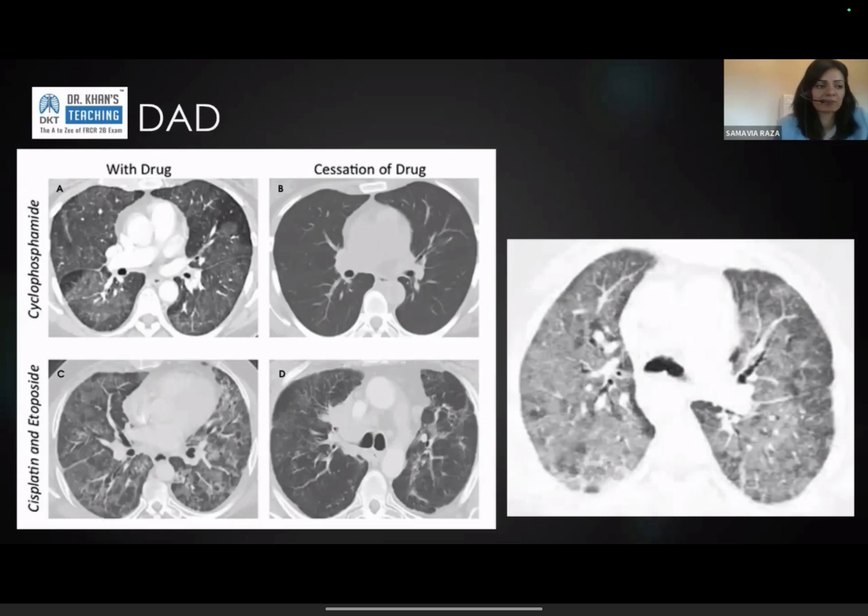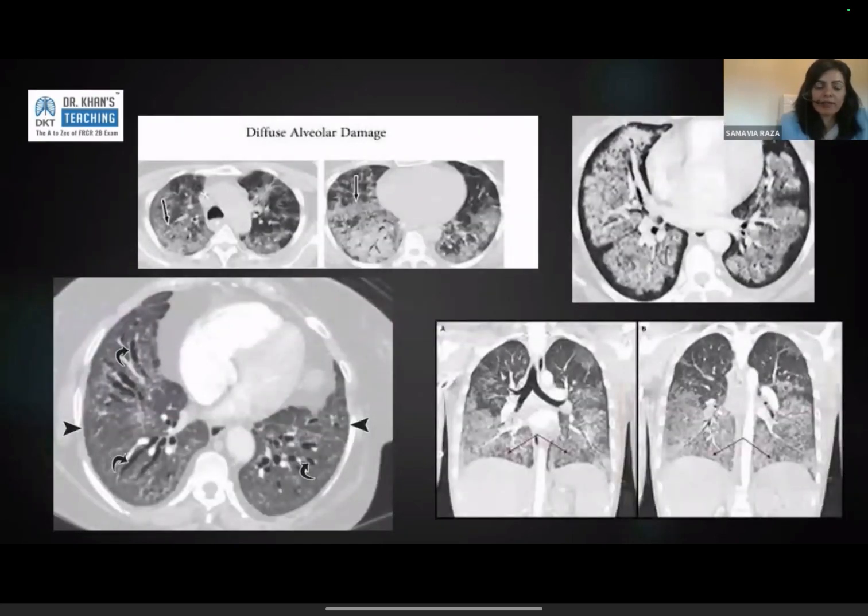Usually, it's a mechanism of looking at when they started a drug and trying to hold the drug for a few weeks or months and see how the patient did. But it can be confusing. Again, diffuse alveolar damage can look like diffuse ground glass, patchy, tending towards consolidation. It can be basal or it can be everywhere.